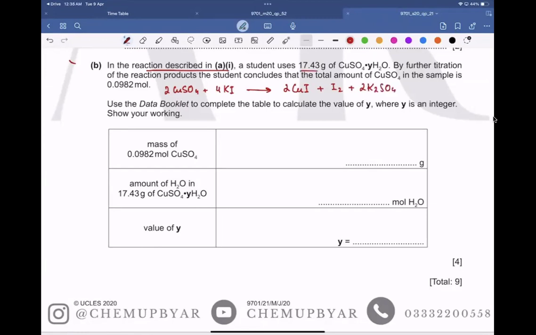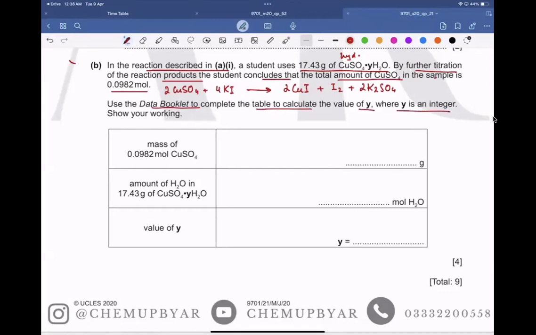A student uses 17.3 gram of hydrated copper sulfate, right? Because there is y moles of water of crystallization along with the formula of copper sulfate. By further titration of the reaction products, the student concludes that the total number of moles of copper sulfate in the sample is 0.0982 moles. Okay, so only anhydrous copper sulfate moles are 0.0982. Use the data booklet to complete the table to calculate the value of y, where y is an integer.